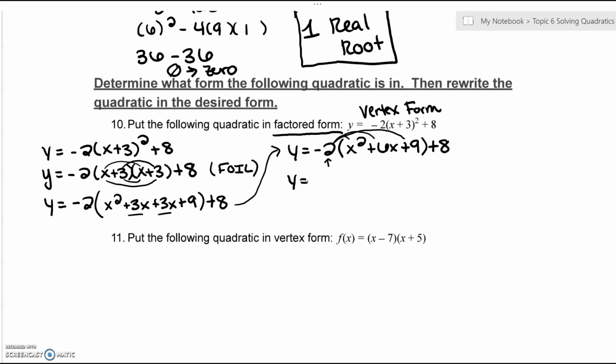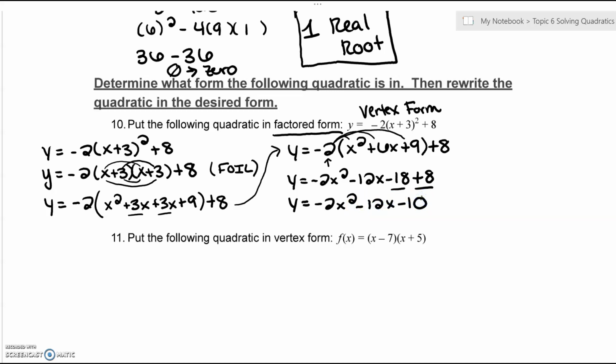So I have y equals -2 times x squared is -2x squared. -2 times positive 6x is -12x. And -2 times positive 9 will be -18. And then I have my plus 8. And that lets me combine my terms properly. That way I didn't make a mistake by combining the 9 and the 8, because the 8 is outside the parentheses. So now, y equals, let's combine my like terms again, -18 and 8. I have -2x squared minus 12x. And now I have -10.